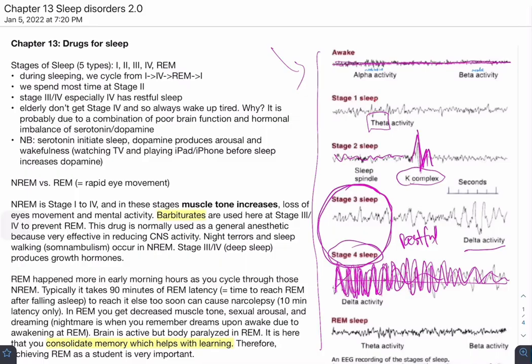Why am I telling you all this? I'm giving you the context of sleeping. Do you need to know this at this stage of your education? No, this is FYI, for your information.